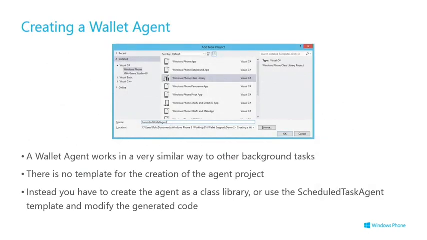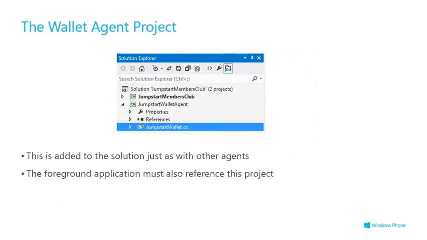All right. So it looks like it's easy enough to build a wallet agent, but we don't have a specific template for it, do we? No, there isn't. So I recommend you use the regular scheduled task agent, which obviously spits out code aimed at a standard background agent, and then just edit that. That's a good template for what you want.